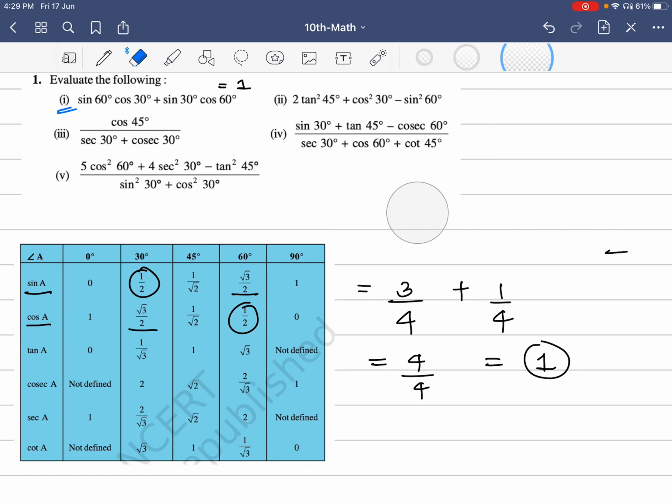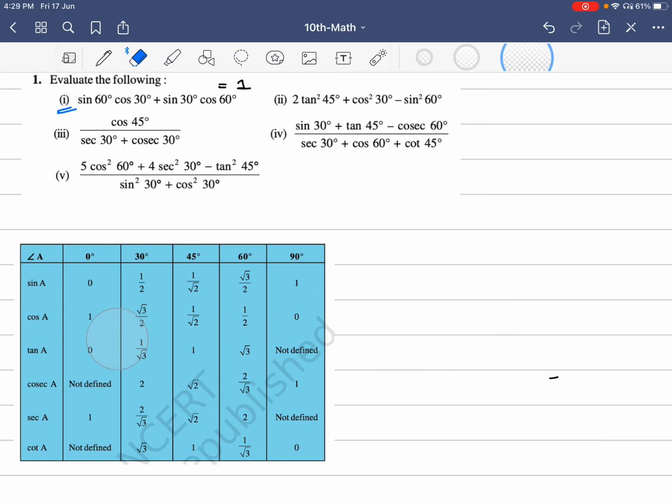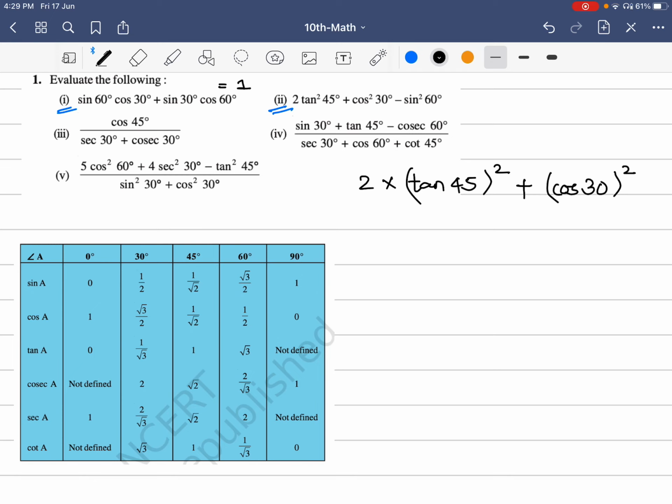Now let's clear this up. Now let's go to our expression number 2. It is 2 multiplied by tan square 45, so tan 45 the whole square, plus cos square 30, which is cos 30 the whole square, minus sine square 60, which is sine 60 the whole square. So don't get confused by this square term, it is basically the whole square. Now we know tan 45, cos 30 and sine 60 from this table.